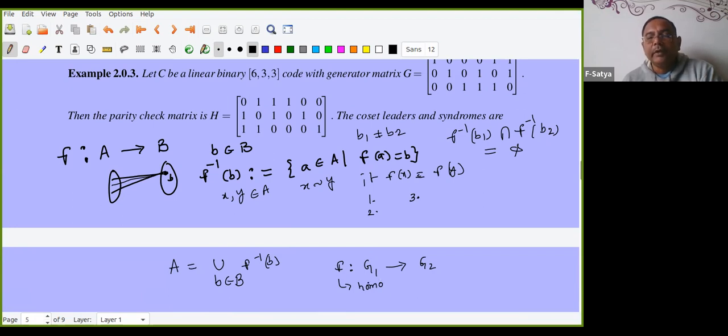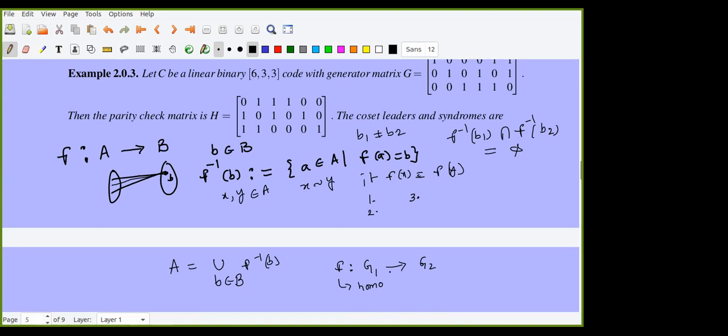It is not only a function. I told you it is a homomorphism now. Every homomorphism is a function, but a function is not necessarily a homomorphism. But I know that the sets have structure, G1 and G2, and the function also has structure. It is a homomorphism. Then how do these equivalence classes look, right?